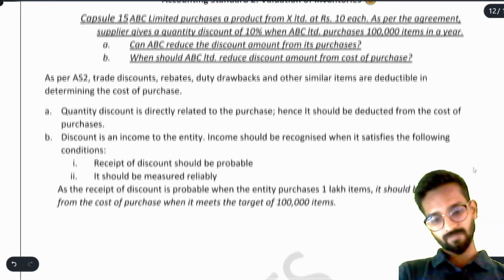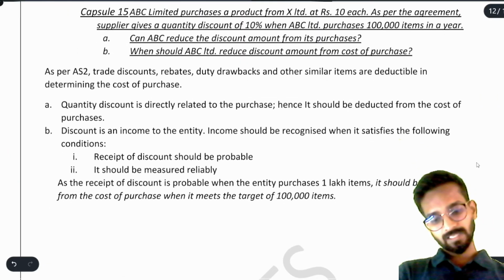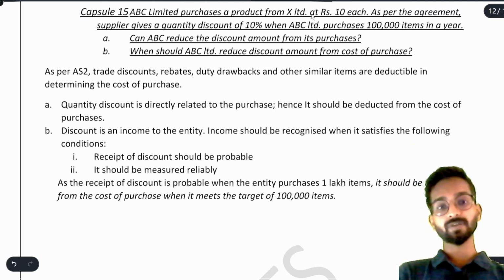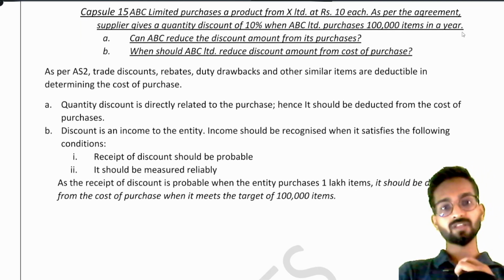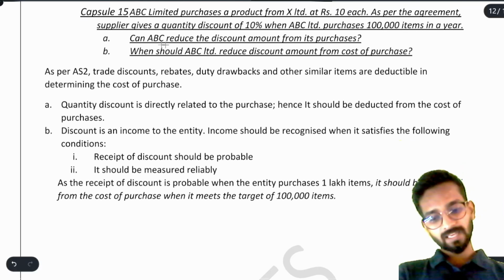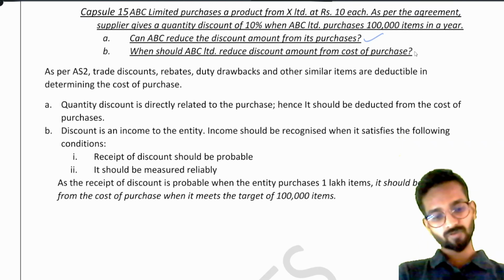Now, capsule number 15 we have here is: check. ABC Limited purchases a product from X Limited at rupees 10 each. As per the agreement, the supplier gives a quantity discount of 10% when ABC Limited purchases 1 lakh items in a year. भाई बोल दिया अगर आप 1 lakh item खरीदोगे, I will give you a discount of 10%. Can ABC reduce the discount amount from its purchases? Or when should ABC Limited reduce the discount amount from cost of purchase?